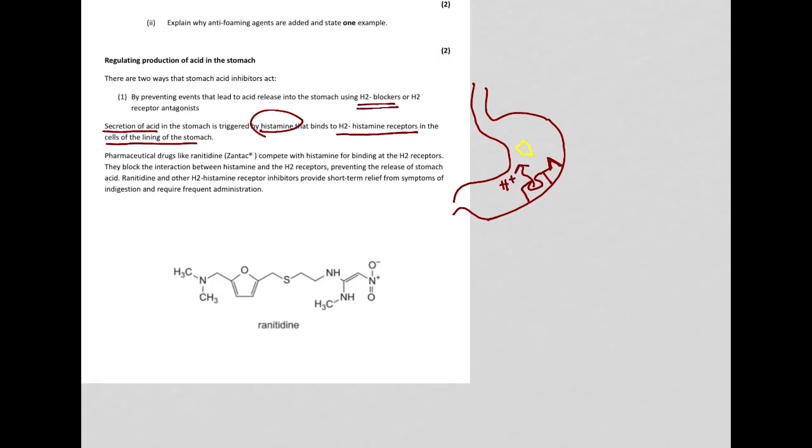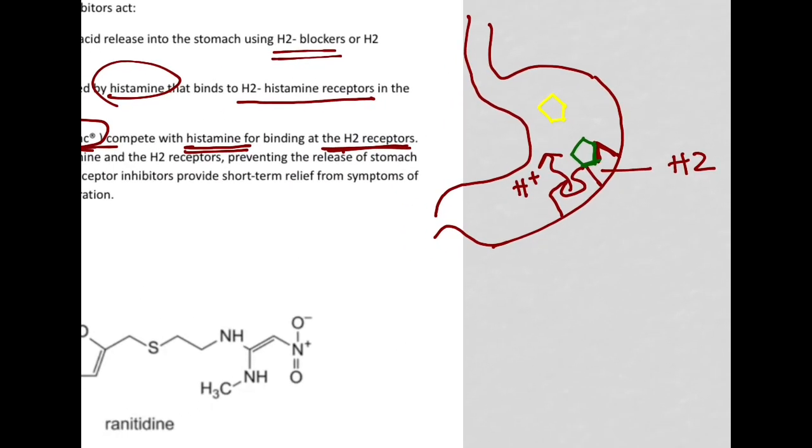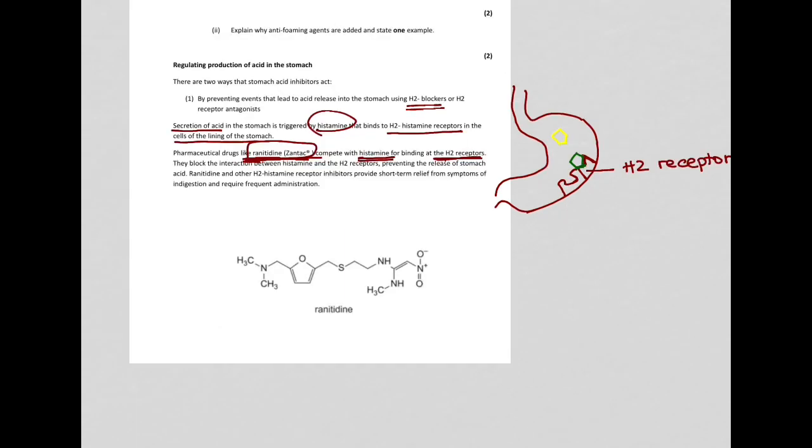Now, when we take drugs like Zantac or ranitidine, this is going to compete with histamine for binding at the H2 receptor, which means that instead of histamine, we're going to have ranitidine, which will bind on the H2 receptor. And when ranitidine binds here, it blocks the release of H+. So now you can see that there is no H+ that is produced. So it prevents the release of stomach acid.